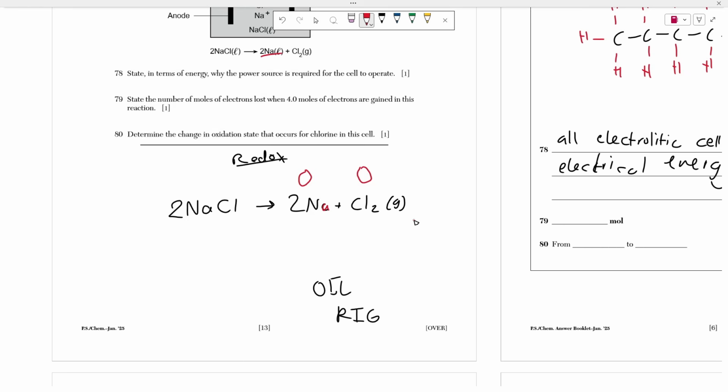Now, if we look at this NaCl, the sodium chloride, is the sodium alone? No, it's bound to a chloride. Is the chloride alone? No, it's bound to a sodium. So because neither one of these is alone, we're going to have to assign oxidation states.